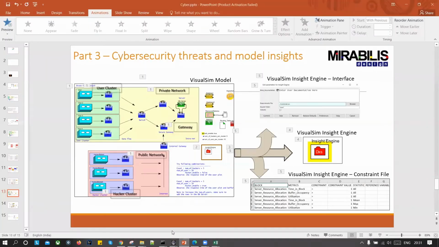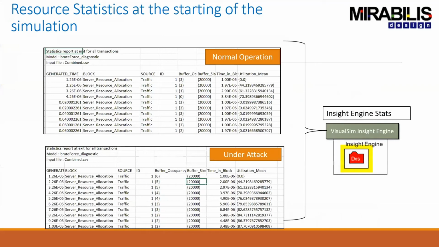So let's look at the output files. In the normal operation, we got these stats, which I captured for the first few packets. The stats contain the generated time, when the packet came in the block, the block from where the packet originated, the packet ID, and the buffer occupancy at that time, how much the server block was filled up, and what is the capacity of the server block. Right now it can hold around 20,000 packets at once. It also shows how much time the particular request of the packet stayed inside the block, and what was the utilization.